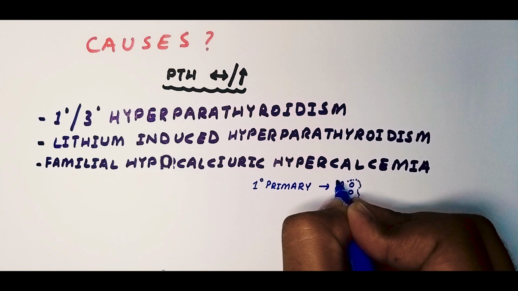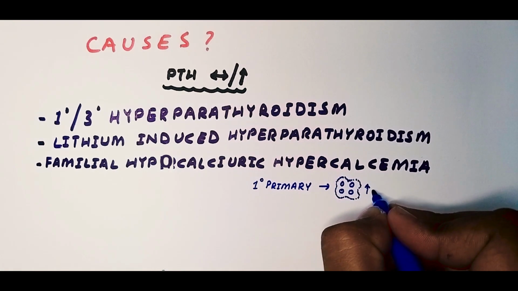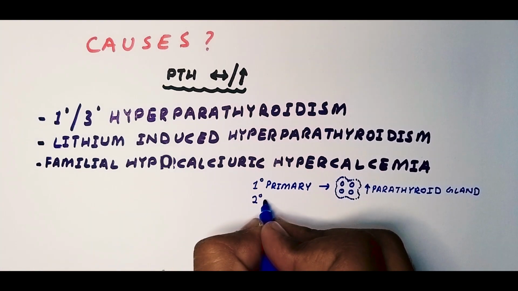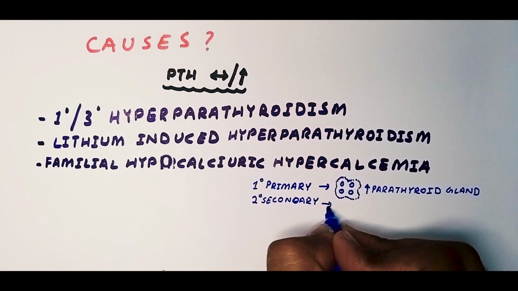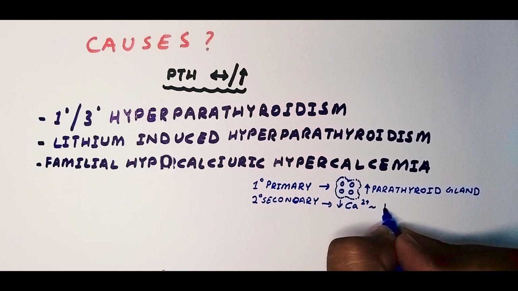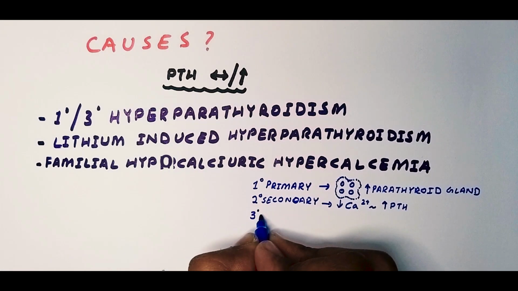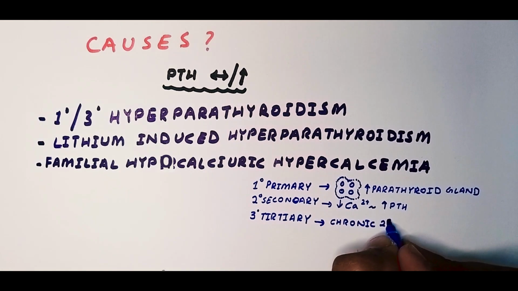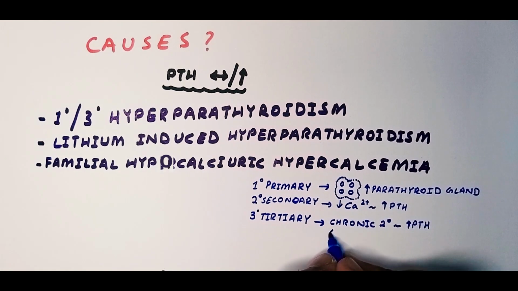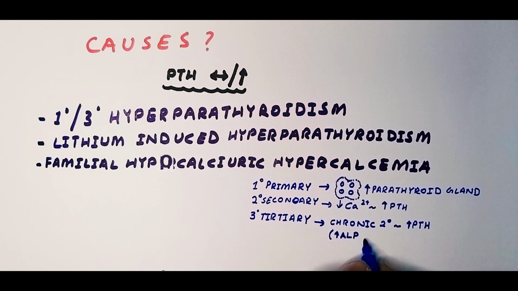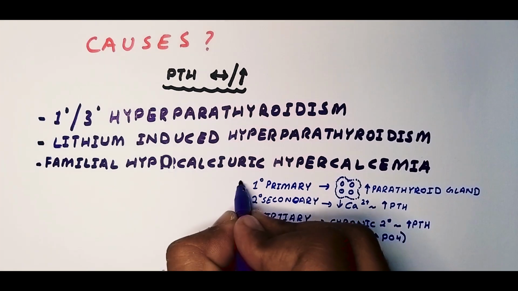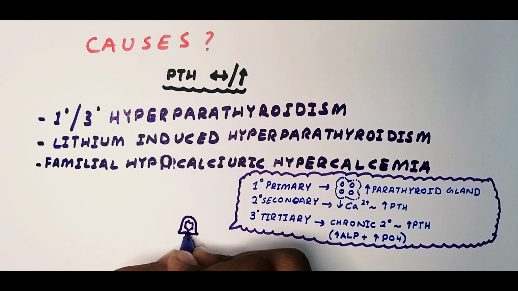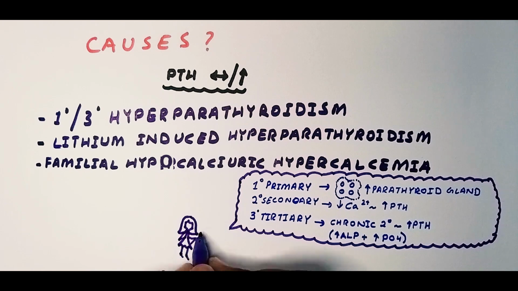Primary is when the parathyroid glands start producing increased amounts of parathyroid hormone independent of the serum calcium levels. Secondary is when it is a reactive increase in parathyroid hormone in response to a decreased calcium level in the blood. In cases where the secondary hyperparathyroidism becomes chronic, the parathyroid glands permanently start producing an increased amount of parathyroid hormone. This is known as tertiary hyperparathyroidism, and when the serum phosphate levels and alkaline phosphatase levels are increased, tertiary hyperparathyroidism should be the leading differential.